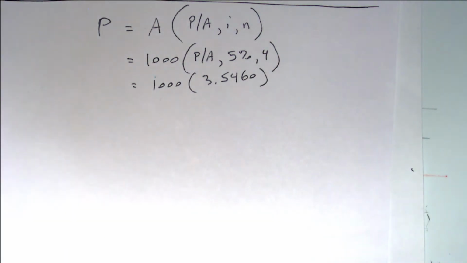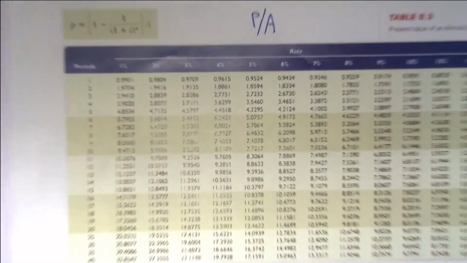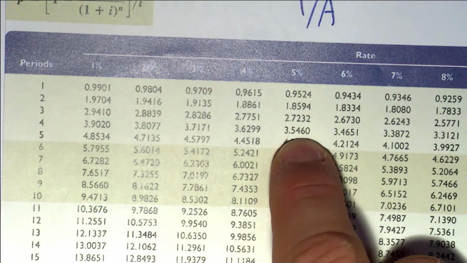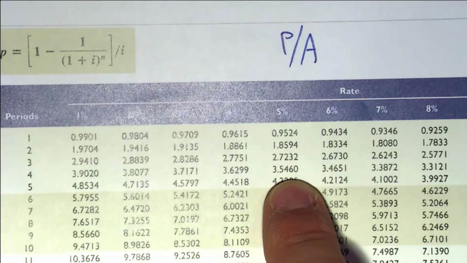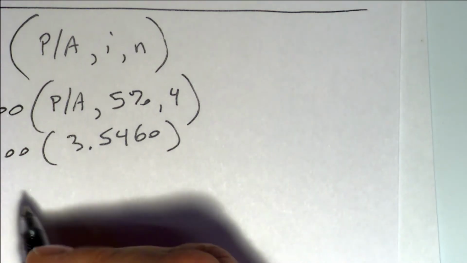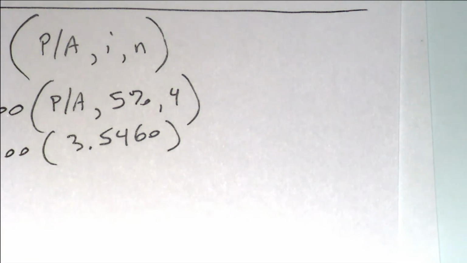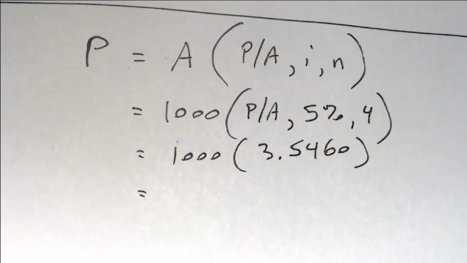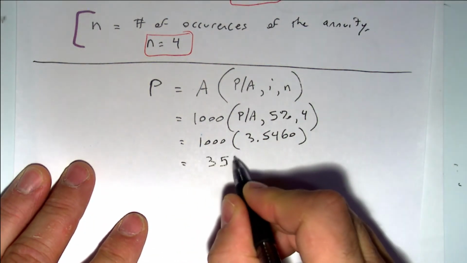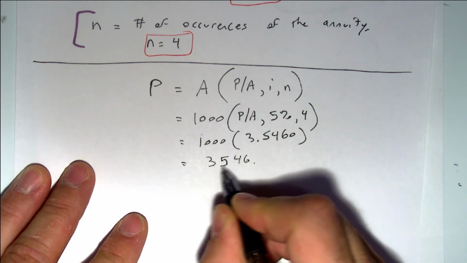3.5460. Is that correct? And it's right there, 5%, 4, on the P of A table, table B3. Well, I can do this one in my head. 1,000 times 3.5460 equals $3,546.